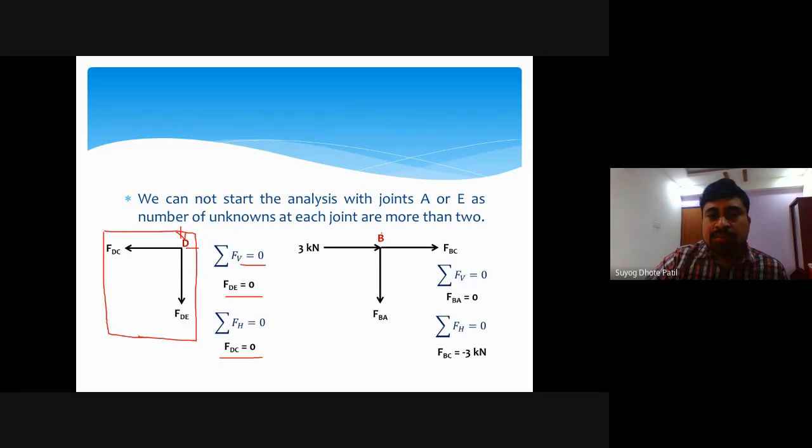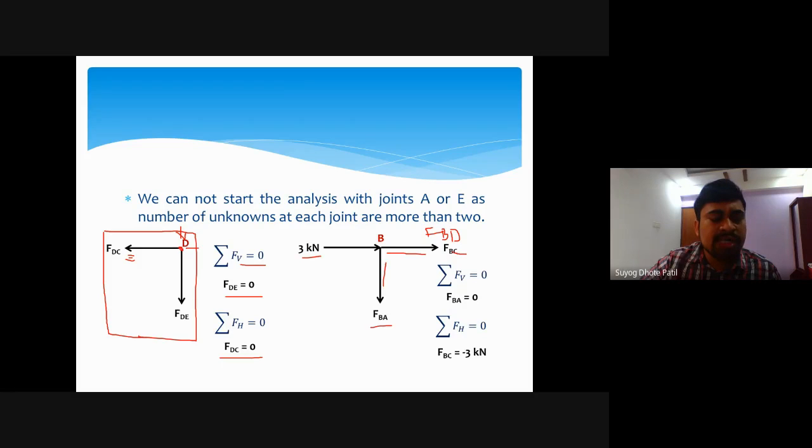Similarly, for joint B, we consider the free body diagram of this joint. At joint B there will be one horizontal force of 3 kilonewton as shown in the figure, one unknown member force, FBC, and one vertical unknown force, FBA. Now another aspect is that, while considering these member forces, all the time we will consider the arrow moving farther away from the joint.